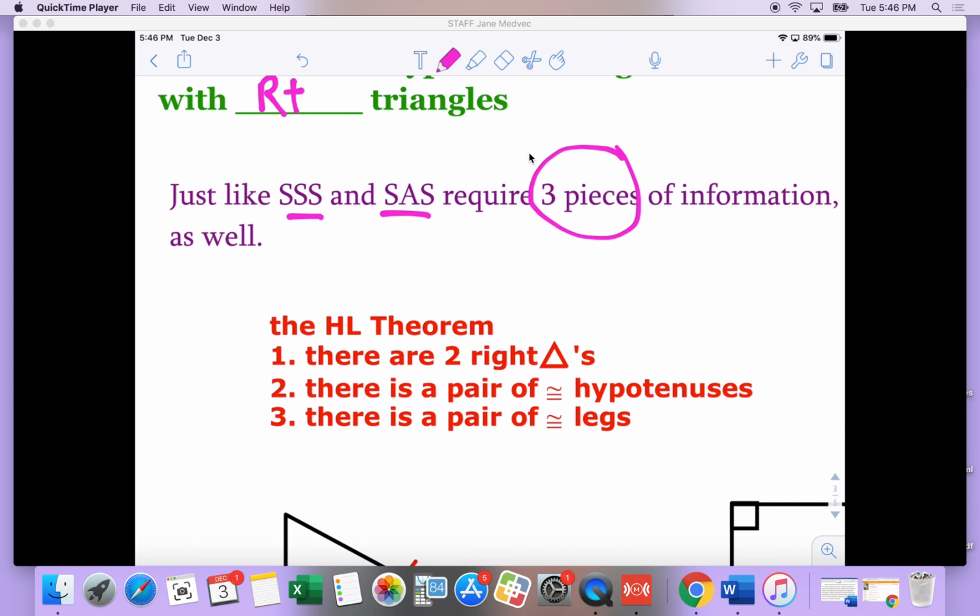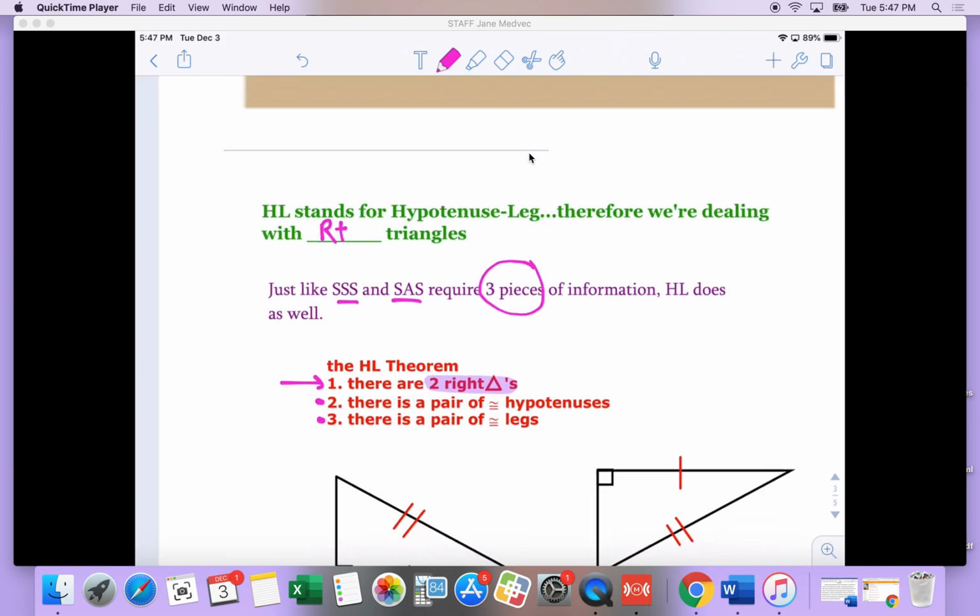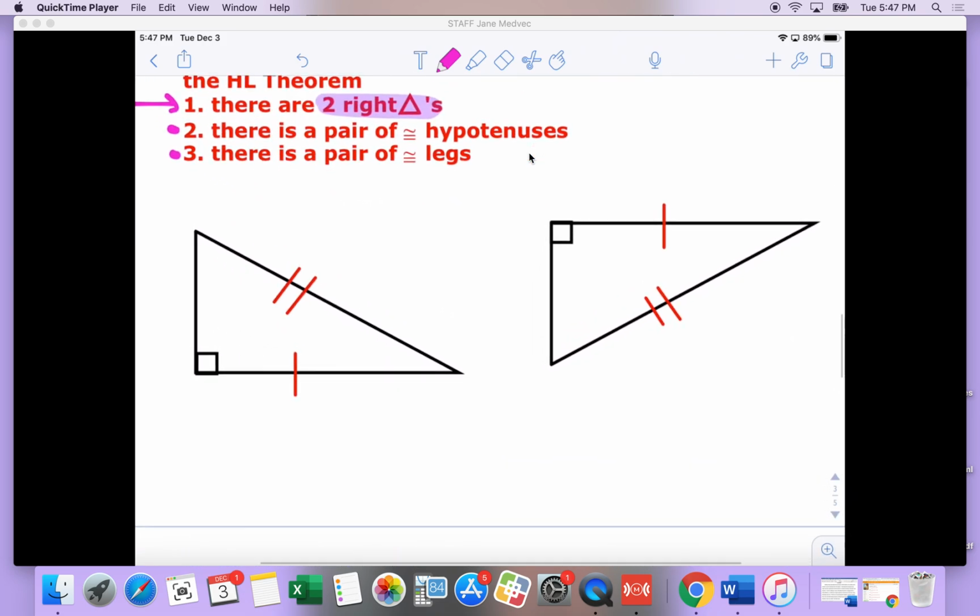Even though I'm dealing with hypotenuse leg, I still have to have 3 things. The first thing that I need to have, and this is so important, is I need to make sure that I have right triangles. Now, what they'll do is they'll give me a right angle, which is fine. I need that. But what I must have is a right triangle. So there's a step there that you need to include before you can say something is hypotenuse leg. And then the second thing is the hypotenuses are congruent, and then I have a pair of legs are congruent.